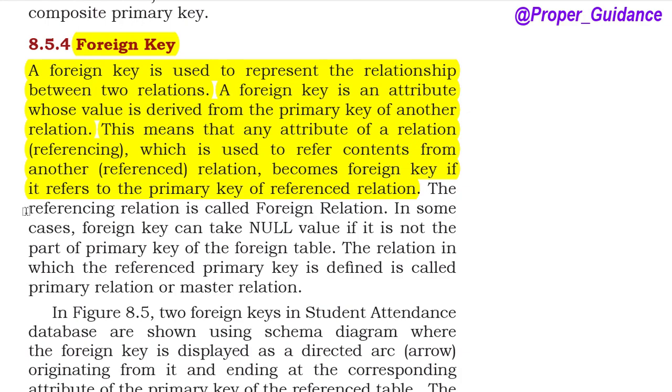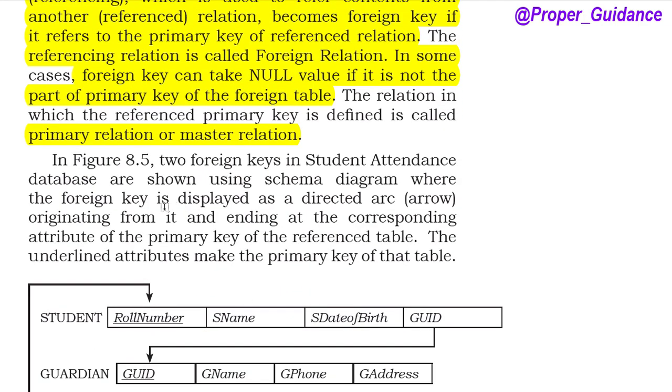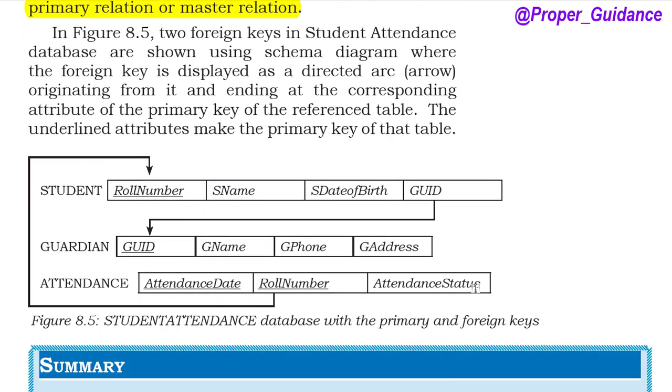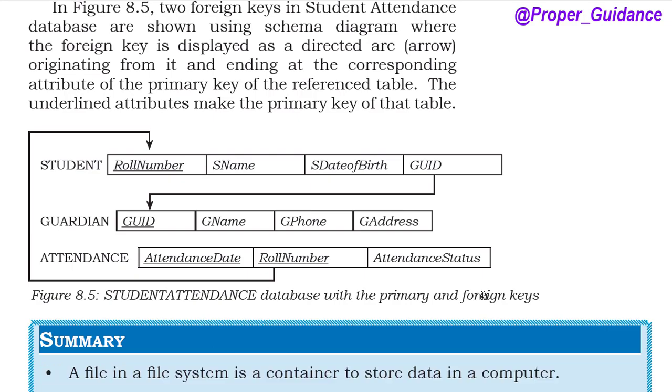The referencing relation is called the foreign relation. In some cases, a foreign key can take a null value if it is not part of the primary key of the foreign table. The relation in which the referenced primary key is defined is called the primary relation or master relation. In figure 8.5, 2 foreign keys in the student attendance database are shown using a schema diagram, where the foreign key is displayed as a directed arc originating from it and ending at the corresponding attribute of the primary key of the referenced table. The underlined attributes make the primary key of that table.